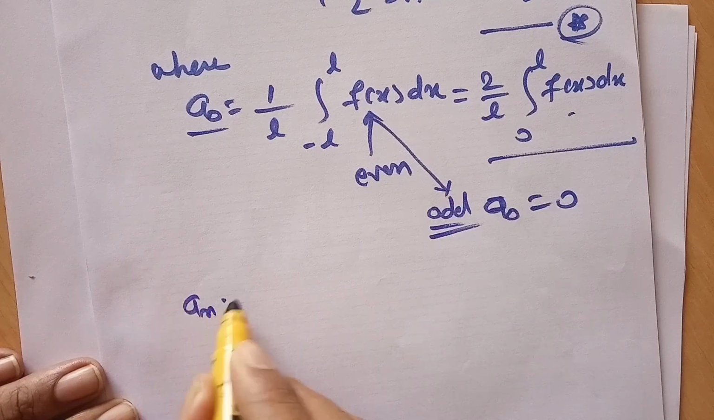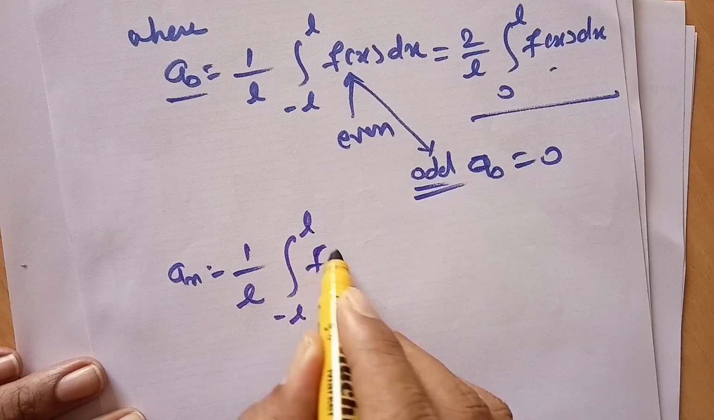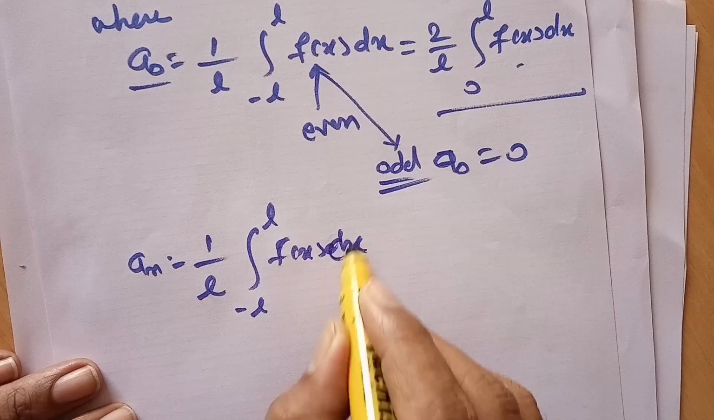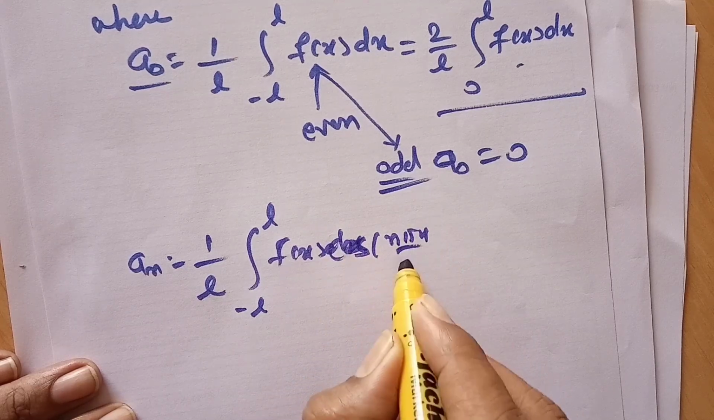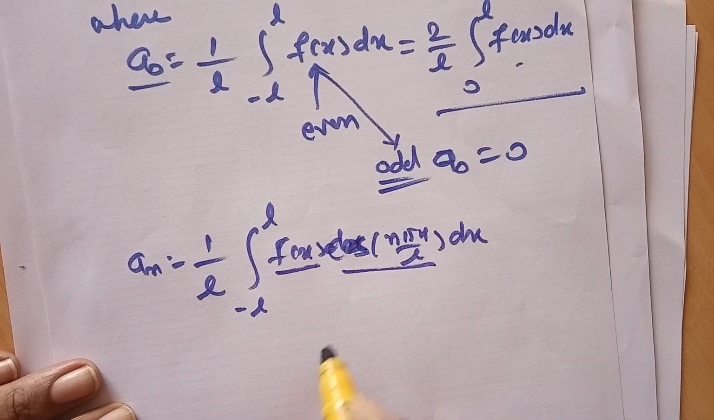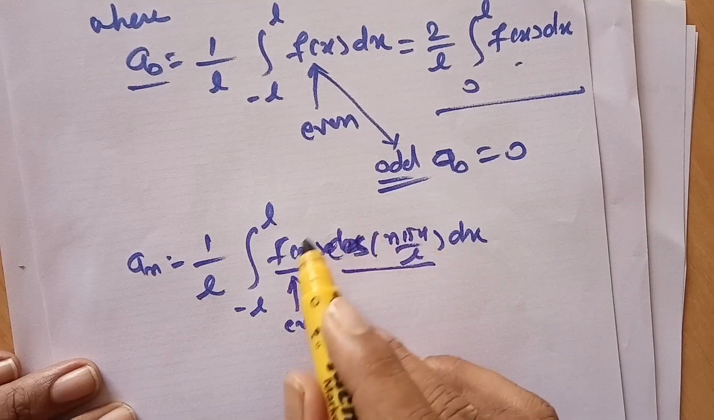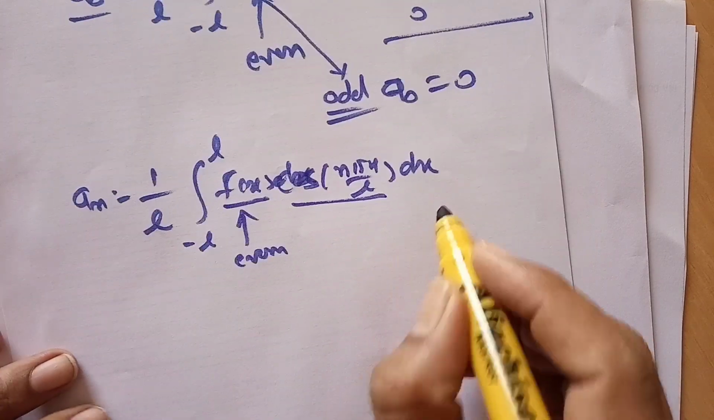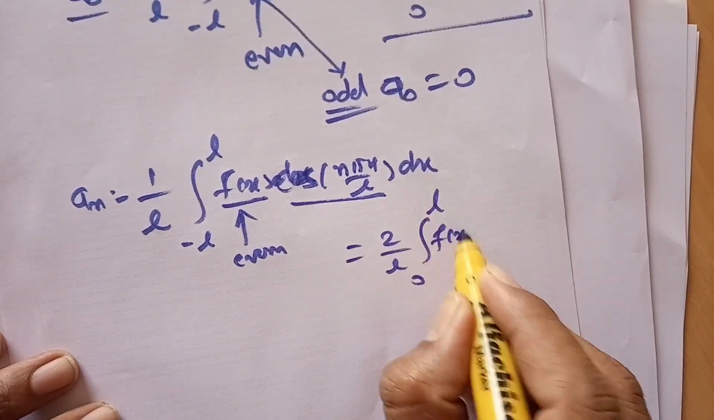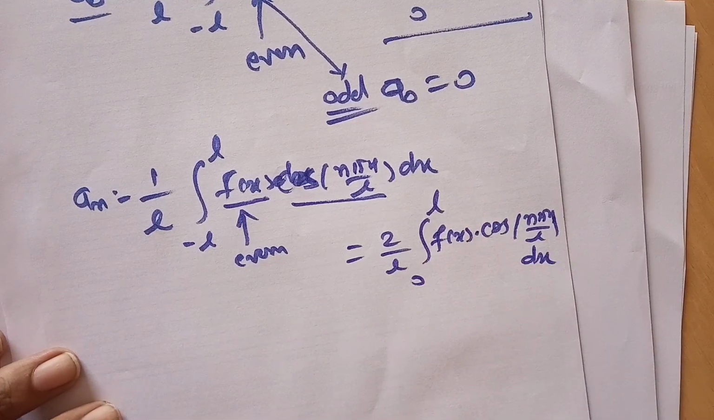In a similar way, we can modify this for an also. An equals 1 divided by L, integration minus L to L of f of x into cos of n pi x divided by L dx. Now if I say f of x is even, we know that the cos function is even, so the total becomes even. Therefore we get this formula as 2 divided by L, integration 0 to L of f of x into cos of n pi x divided by L dx.